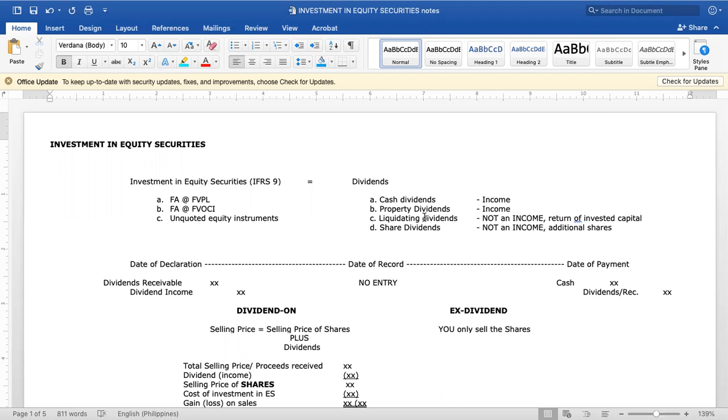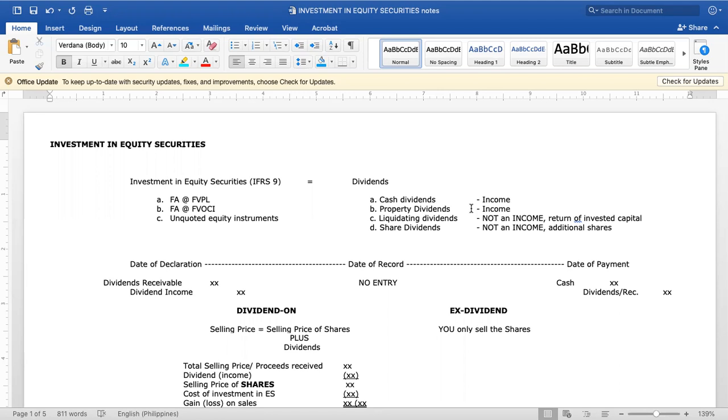When you say cash dividends, this is considered as income on your part. This is the income from investing in equity securities or in stocks. So dividends are considered as income. Property dividends are dividends you receive in non-cash form. Instead of cash, you receive non-cash assets. So these property dividends are also considered as income, your earned income.